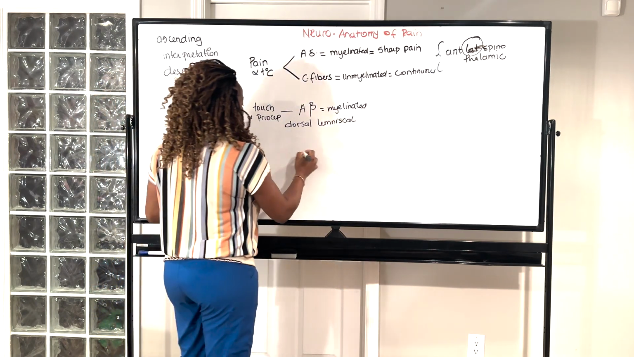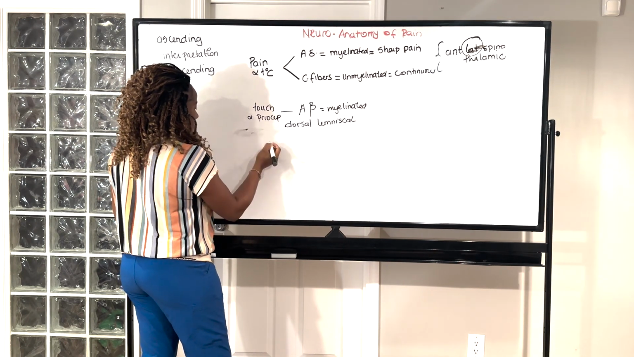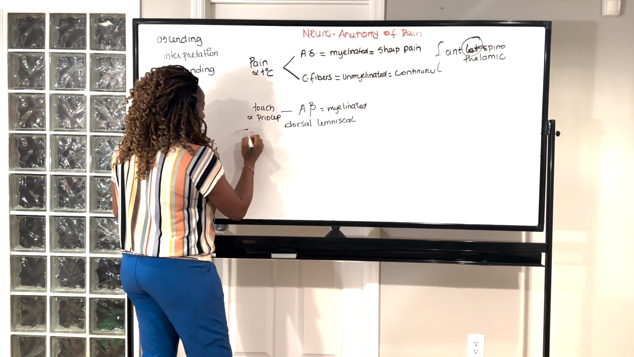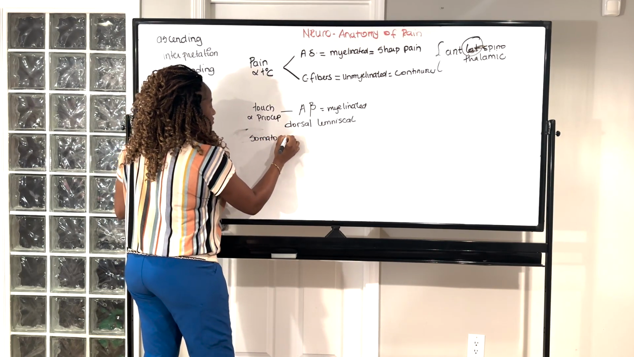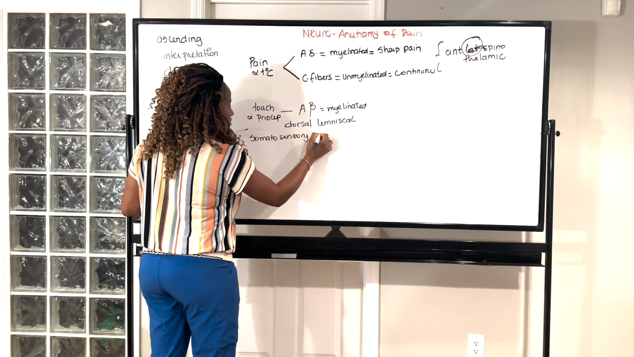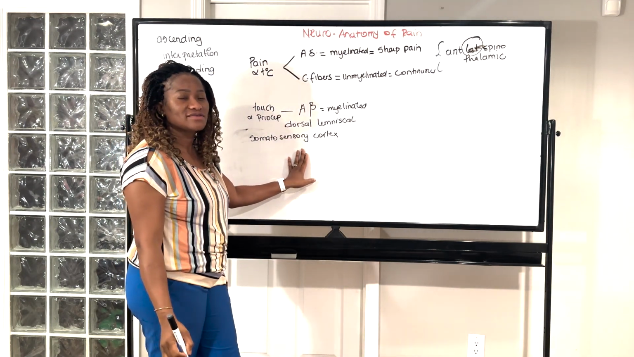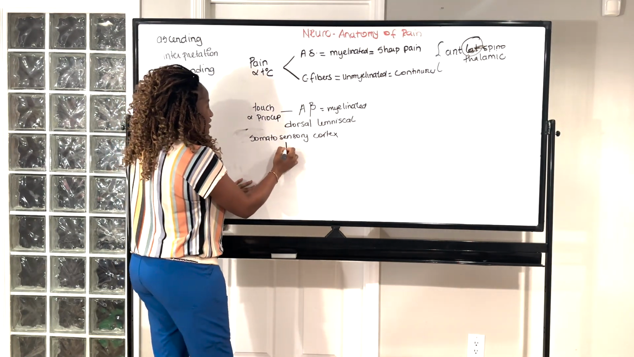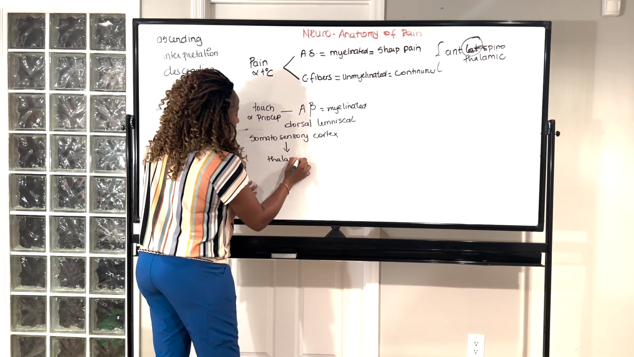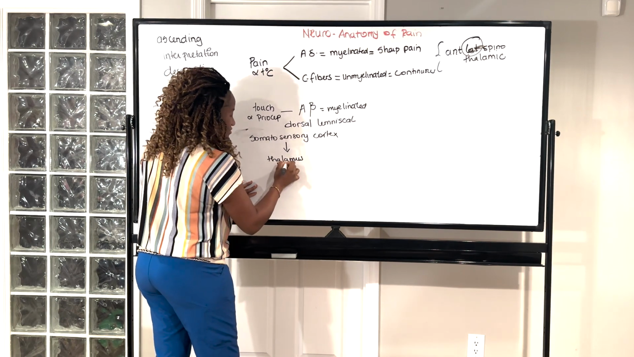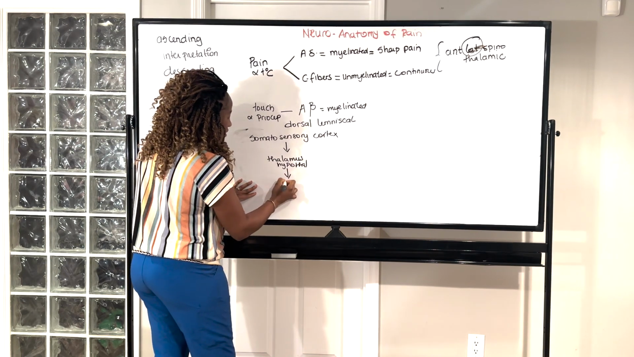Now, let's say we have the upper brain here, the somatosensory cortex up here, mainly the parietal lobe. That's where all our sensation is going to be. And if we go down here, we have the thalamus and the hypothalamus. And if we go down there, we have the midbrain.